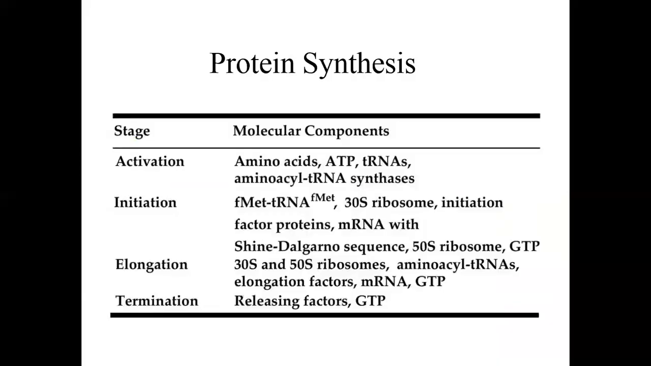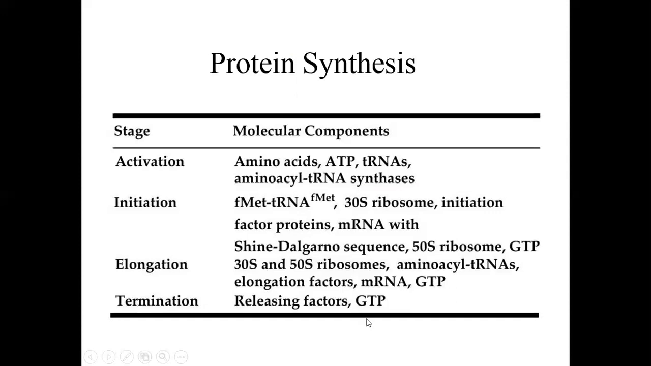Basically, protein synthesis has 4 steps: the activation, initiation, elongation, and termination. In the activation step, the amino acid, ATP, tRNA, and amino acyl-tRNA synthetase are involved. In the initiation step, the fMet-tRNA, that means the tRNA carrying the methionine, is involved. Translation begins only with the amino acid methionine, and that is why the first amino acid of all proteins is methionine.